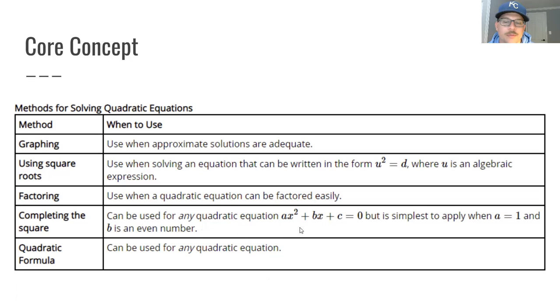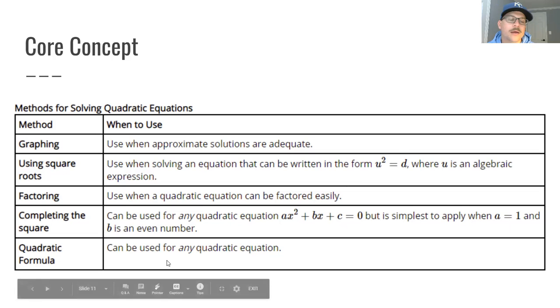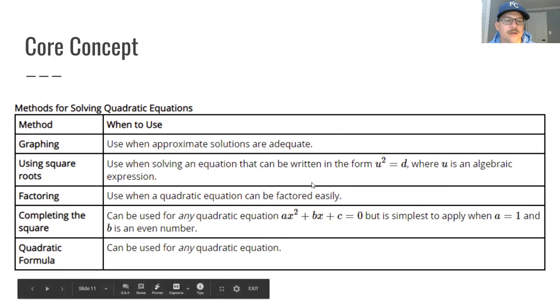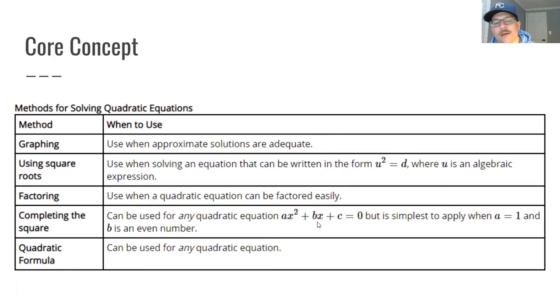Completing the square can be used at any time in any type of quadratic equation, but it's easiest if you have an A that equals 1 and a B that is an even number. It's easy when B is even because remember your first step is to divide by 2. And the quadratic formula works anytime.